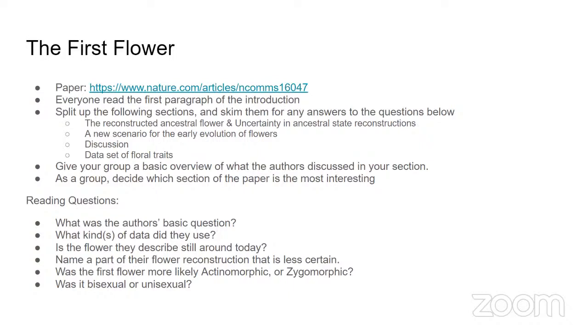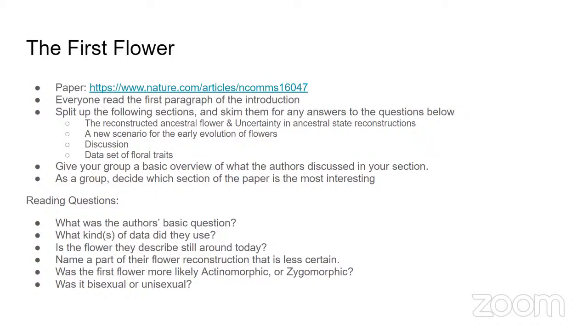If you have a list of vocab terms we've been going through, this would also be a great time to take it out, because as you read about what this flower looked like, we're going to get very specific in describing it using the scientific terminology that we've learned about how to describe these plants. You're all going to read the first paragraph of the introduction to set the stage, and then split up the following sections. Depending on how many people are at your table, it's okay if 2 people read the same section. But you're going to be looking for these questions at the bottom.